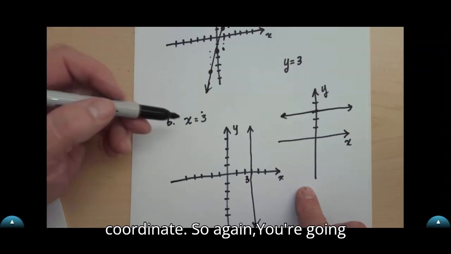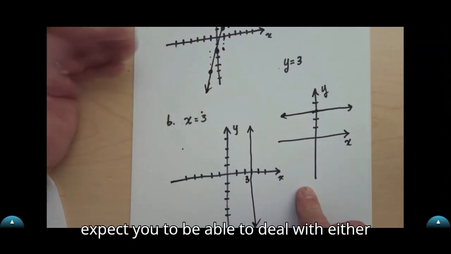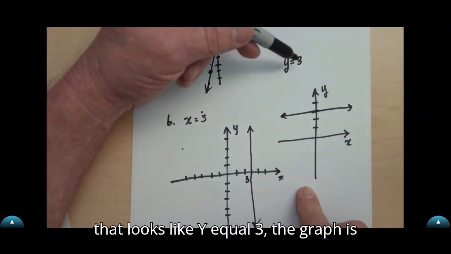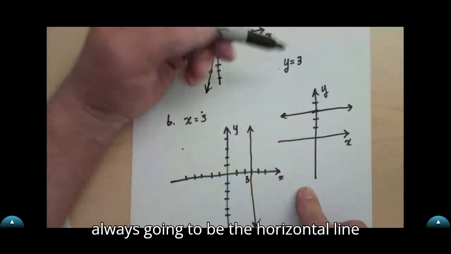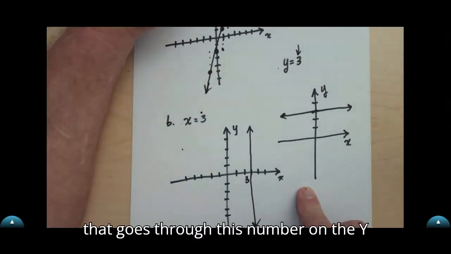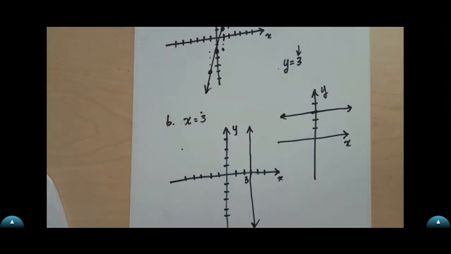So again, you're going to see one or the other of these on the test. It could be either one. I would expect you to be able to deal with either of them. So anytime you see an equation that looks like y = 3, the graph is always going to be the horizontal line that goes through this number on the y-axis. Everybody with me? Okay.